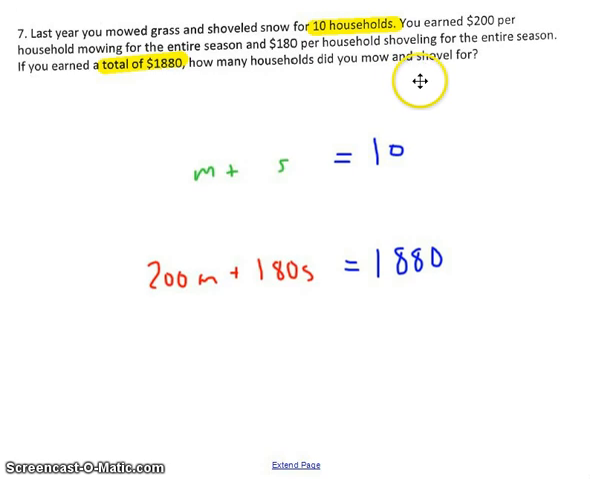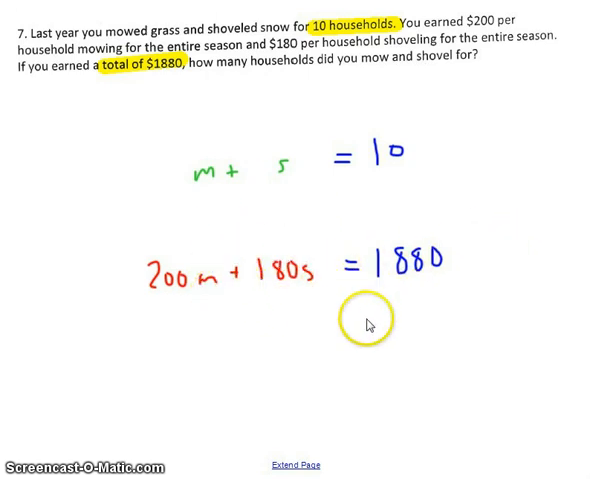But here is how I made up those equations. All the houses where you mowed the grass and all the houses where you shoveled the snow together added up to 10. And the prices of those two tasks, mowing and shoveling, added up to $18.80.